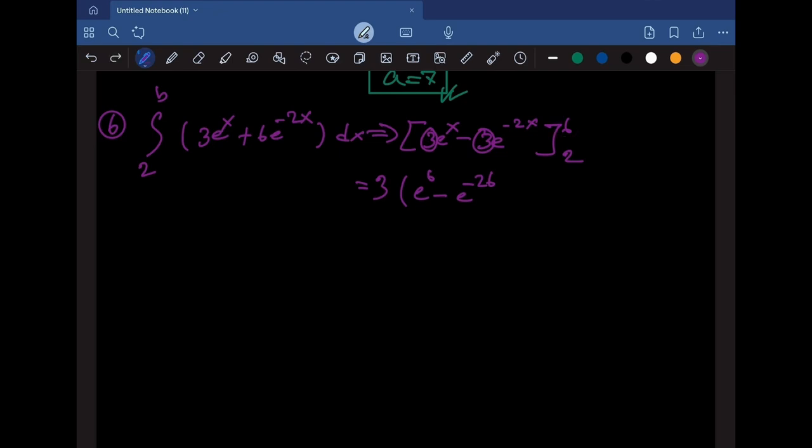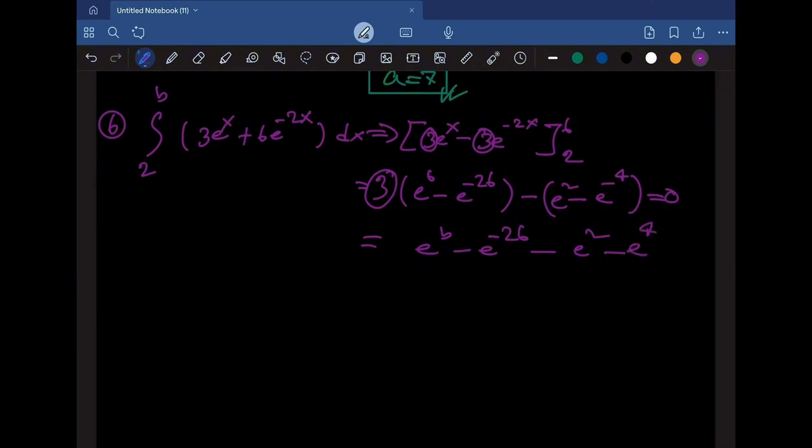So e to the power of b minus e to the power of minus 2b minus the 2 e to the power of 2 minus e to the power of minus 4 is equal to 0. Now we will divide this 0 by 3, so it becomes like this: e to the power of b minus e to the power of minus 2b minus e to the power of 2 minus e to the power of minus 4.